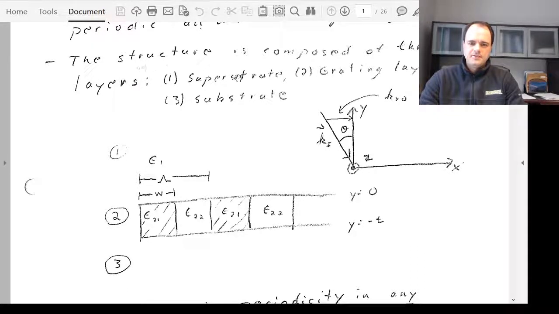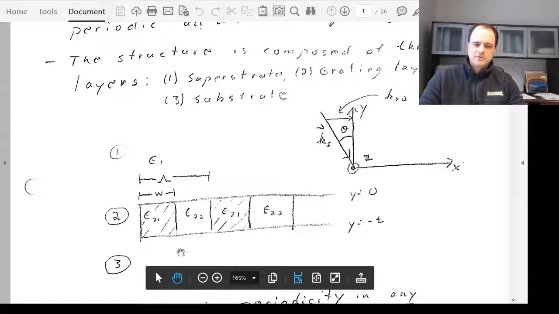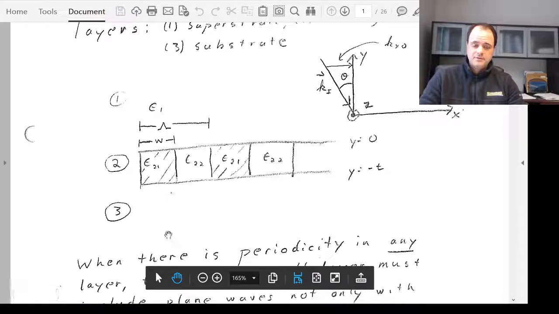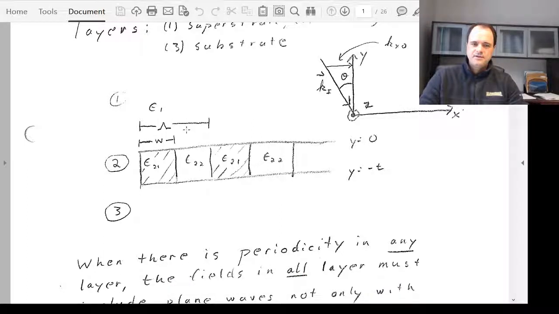All right. The structure, let me check the video to make sure, yep, we are still recording. Good. The structure is composed of 3 layers. A superstrate, material 1, and that goes all up here, the grating layer, so this layer starting at y equal to 0, going all the way down to y equal to minus t. And then finally the substrate, what we're calling layer 3. That is semi-infinite, meaning it goes to minus infinity. The superstrate is also semi-infinite, and it goes to positive infinity.